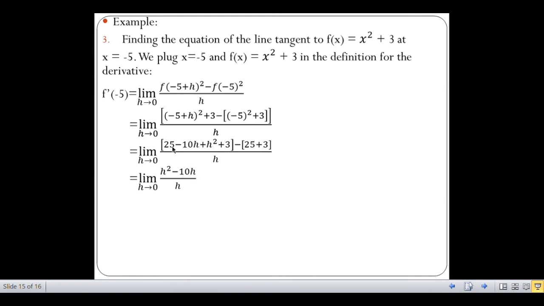How? This 25 and then negative 25, we cancel it out because it's 0 already. So 25 minus 25 is 0. Same with positive 3 minus 3. Why? Because there is a negative here, right? So the negative, we distribute it, so it becomes negative 25 minus 3. When we add and simplify all of that, it's 0 already, class. So what remains is h squared minus 10h over h.